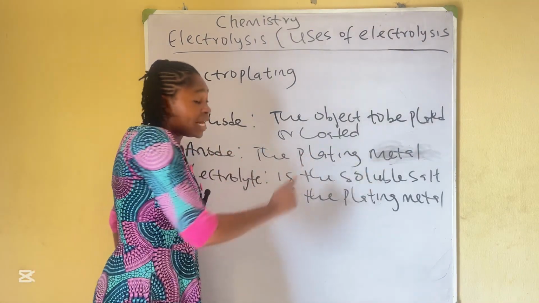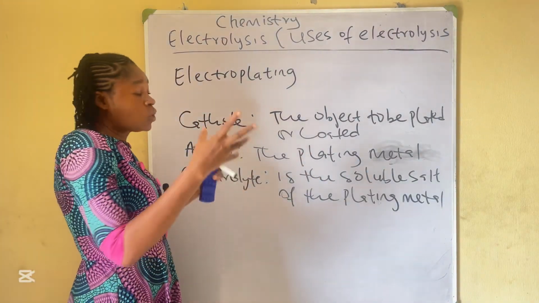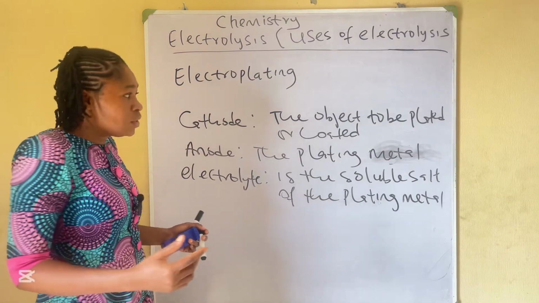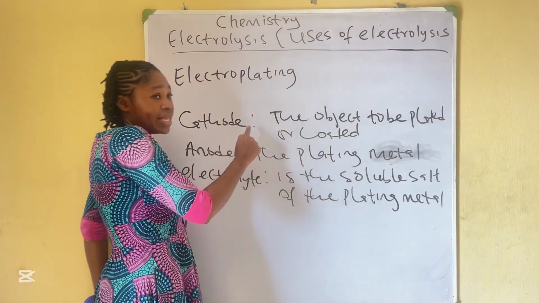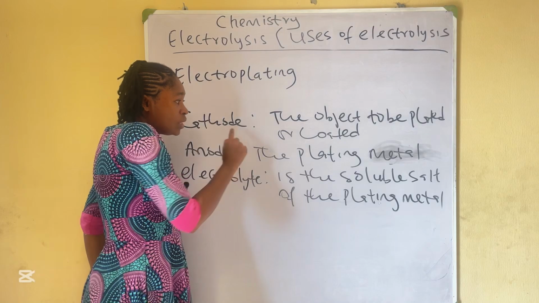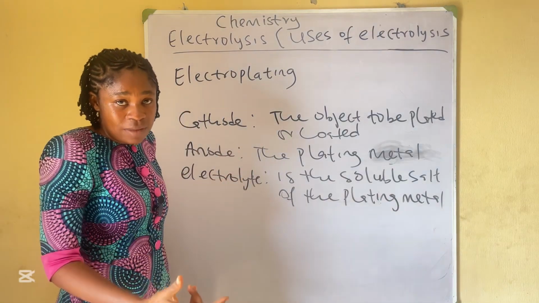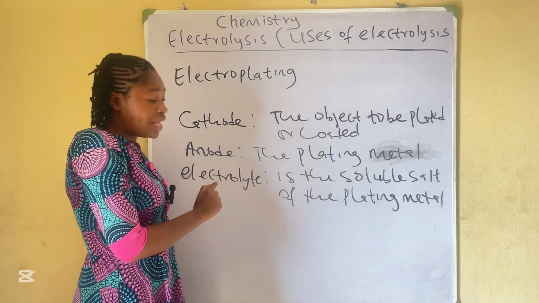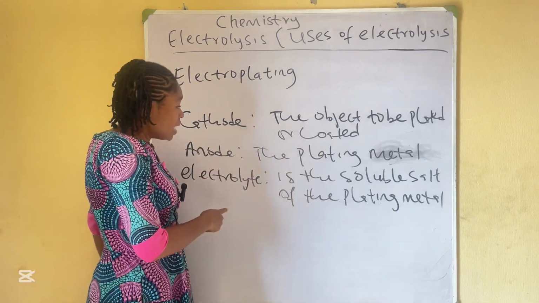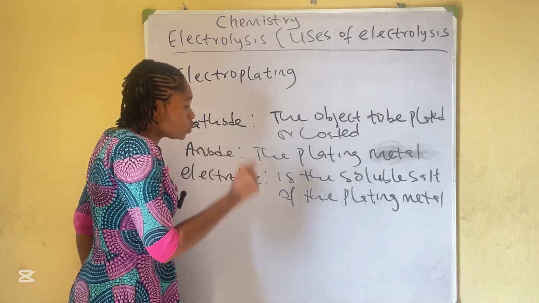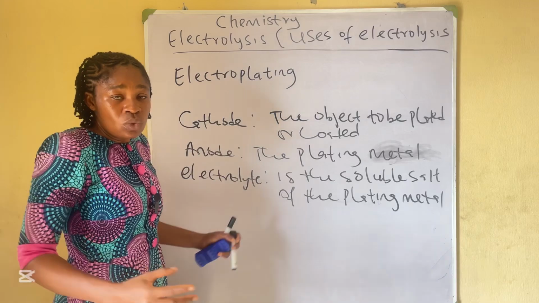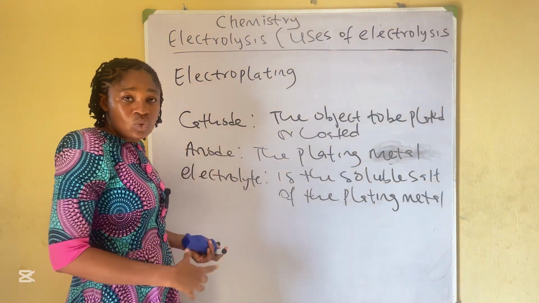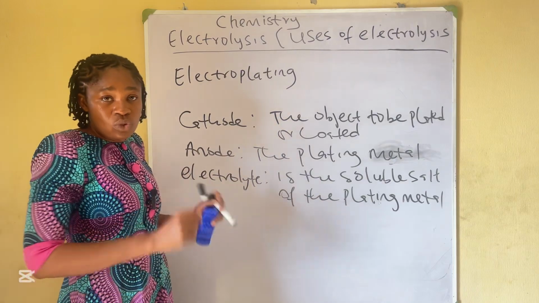Remember, the iron spoon, I want to coat it with silver. I want to silver plate it. The iron spoon will be the cathode. The plating metal is the silver, so the plating metal is made the anode. What is the electrolyte? The electrolyte is the soluble salt of the plating metal, so in this case, a soluble salt of silver. If it's gold plating I want to do, the electrolyte will be a soluble salt of gold.